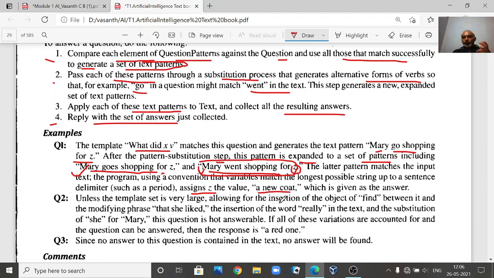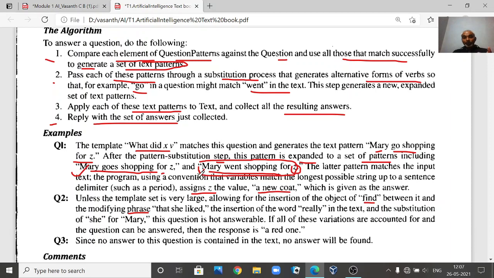Now the insertion of an object: see, find is there between "it" and the modifying phrases, phrases like "she liked". So now you are going to insert "find" between this. So what did she find it? So we are going to insert some new phrases into our template such that the template matches with our question.